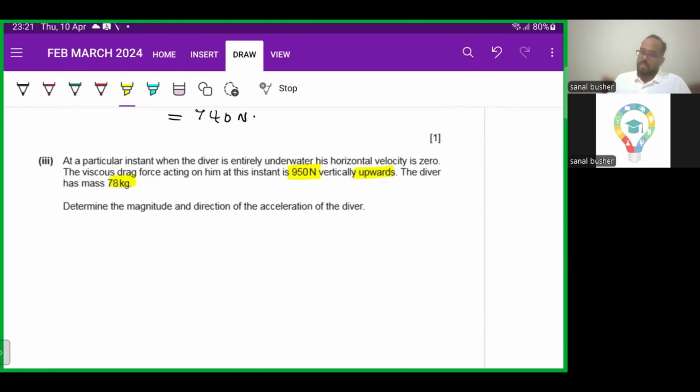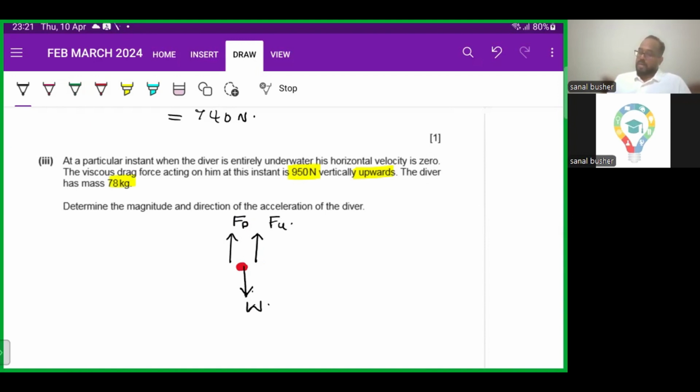So you consider at a particular instant, there is a force acting. What is that force? Viscous drag force acting in the upward direction. I'm writing it in terms of symbols, FD. One more force is there, right? What is that? Anyways, weight is acting. So weight W is acting downward. And one more force is there, the upthrust force. So upthrust is also acting in the upward direction.